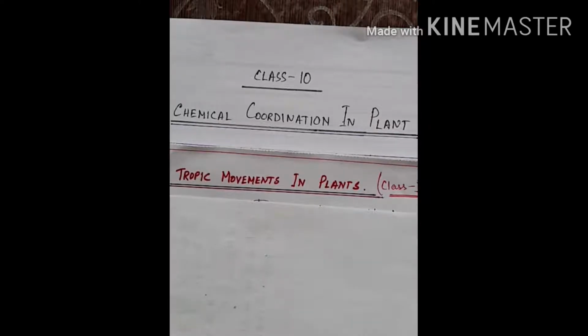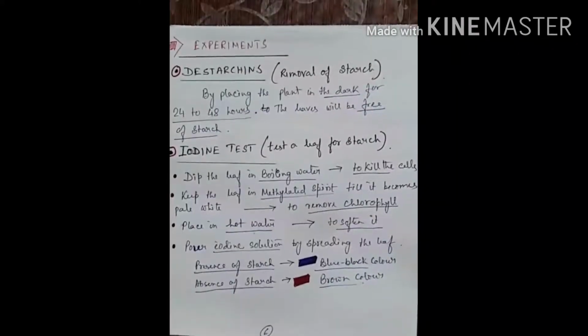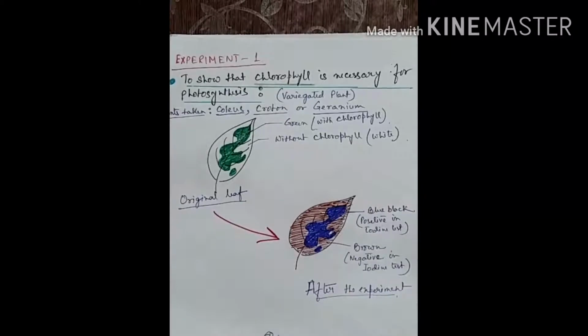Before starting today's topic, I want to show you the text part and the diagrams of the last video clipping of photosynthesis, which was hazy. Experiments of photosynthesis. First one, the discharging. Next, iodine test. The experiment to show that chlorophyll is necessary for the photosynthesis. I think the diagrams and the text parts are clear for you all.